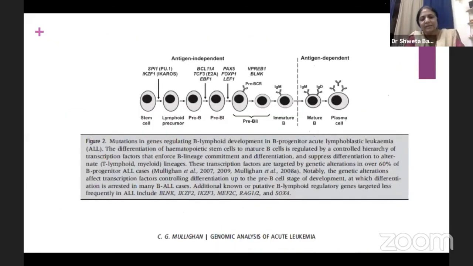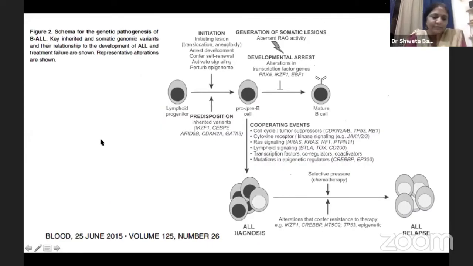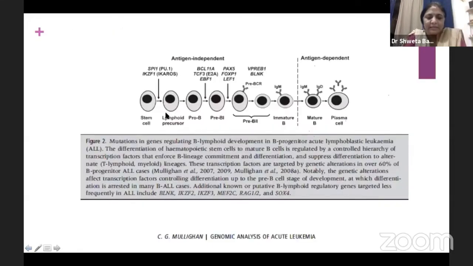So this is a diagram. Again, this was published by Dr. Mullighan in Genomic Analysis of Acute Leukemia. And this is a very interesting diagram to show how the various mutations act at what level and why they are more serious. If you see the IKZF1 mutation, it is at a very progenitor level. It is at the stem cell level only. And that's why IKZF1 mutation can be seen in T cells, in myeloid cells, and in B cells also, and they are very resistant to treatment, and hence carry a poor prognostic feature.